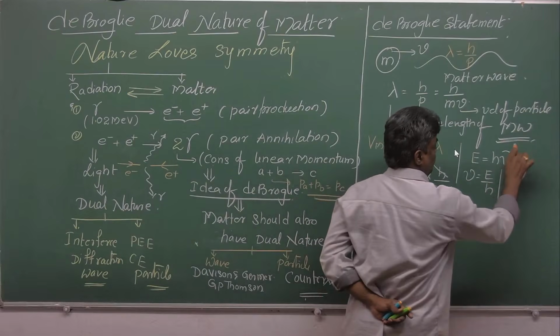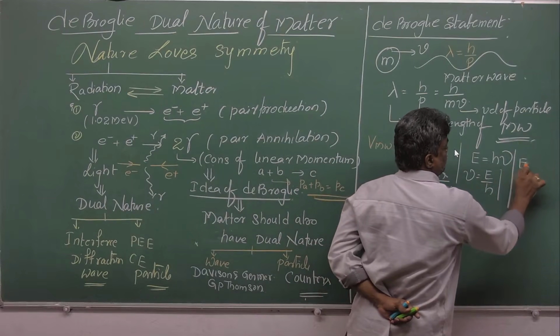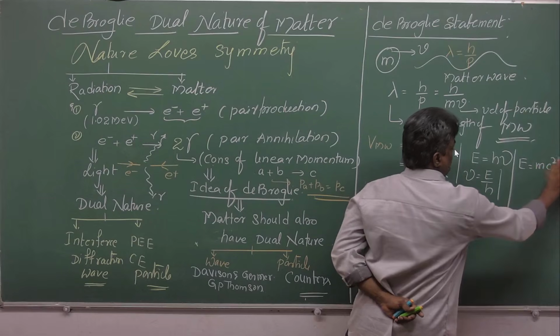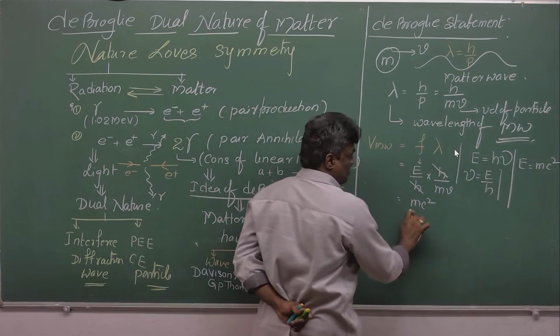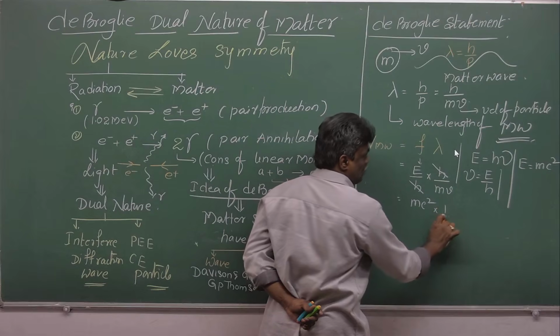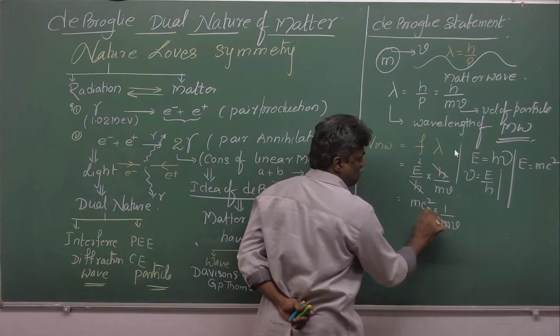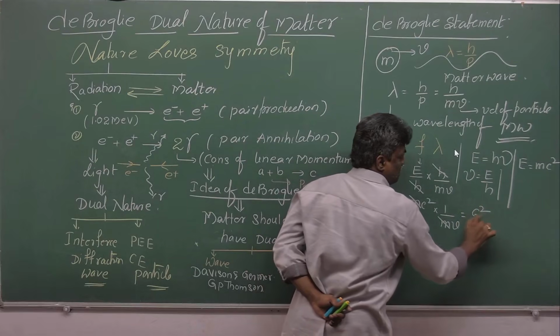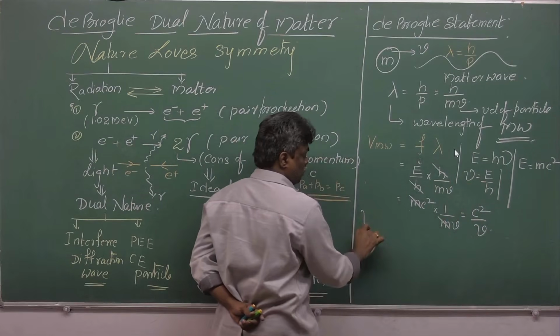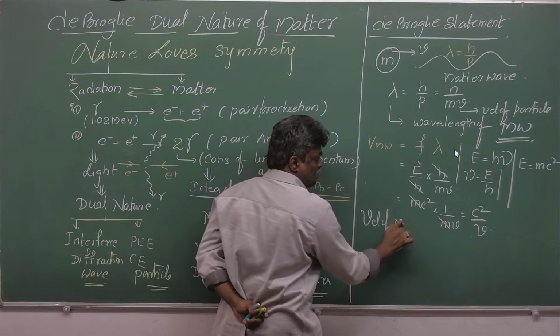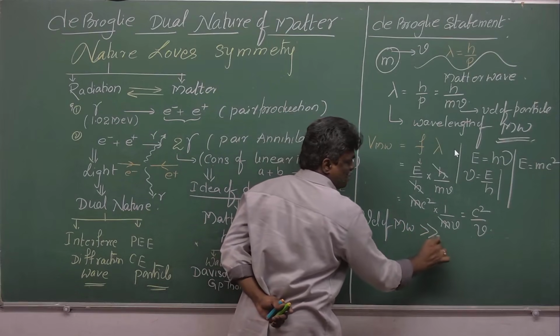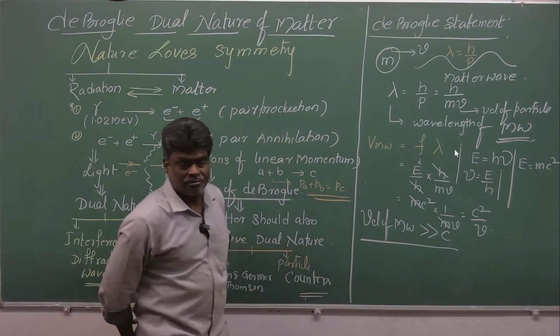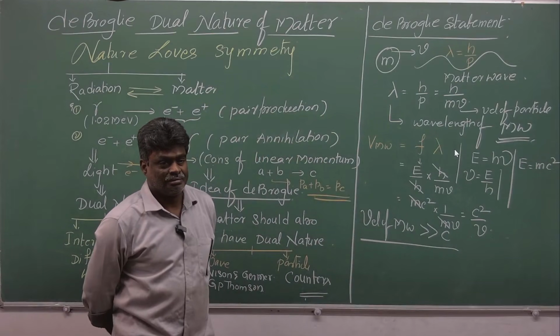According to Einstein's theory, E equal to mc square. So mc square into 1 by mv, that is, the velocity of matter wave is very much greater than c. That's why you can't see it.